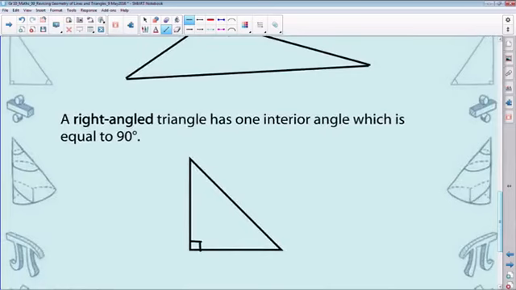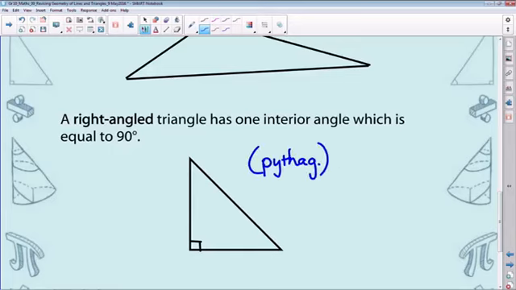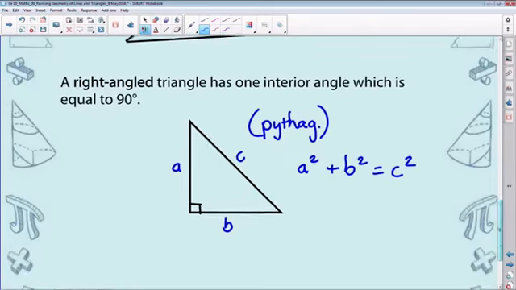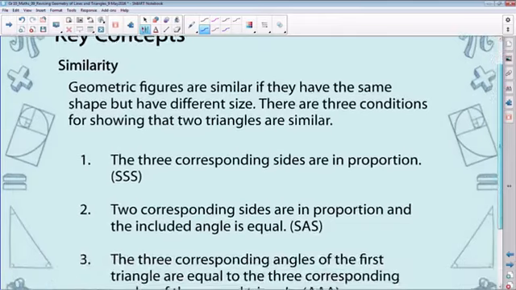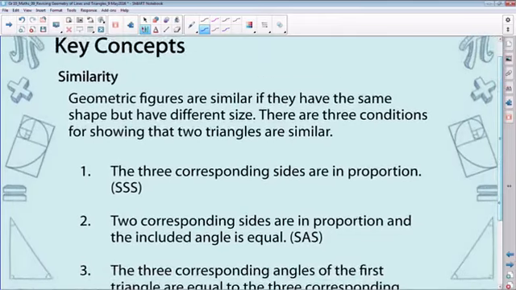And of course, we know we can then use Pythagoras, and it's really important that you know that you can use Pythagoras in everything. And yes, we have to use it as a reason as well, saying Pythag. And just to revise, let's name this A, B, and C. We say that A squared plus B squared is equal to C squared, and that's how you calculate the length of one of the sides. Going on to the next slide, we're going to talk about similarity.